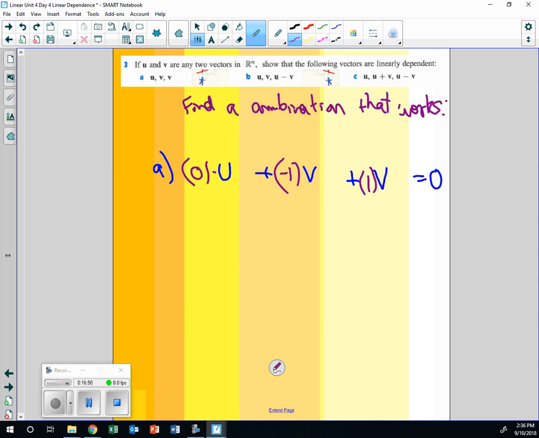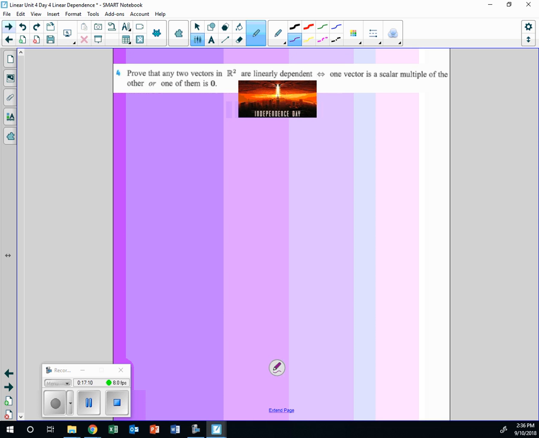Yes? So we can't have 2, right? Well, in this problem, they're just trying to show that there is a possibility of them being linearly dependent. You try. You're going to do that with these. See if you can come up with some for those two.